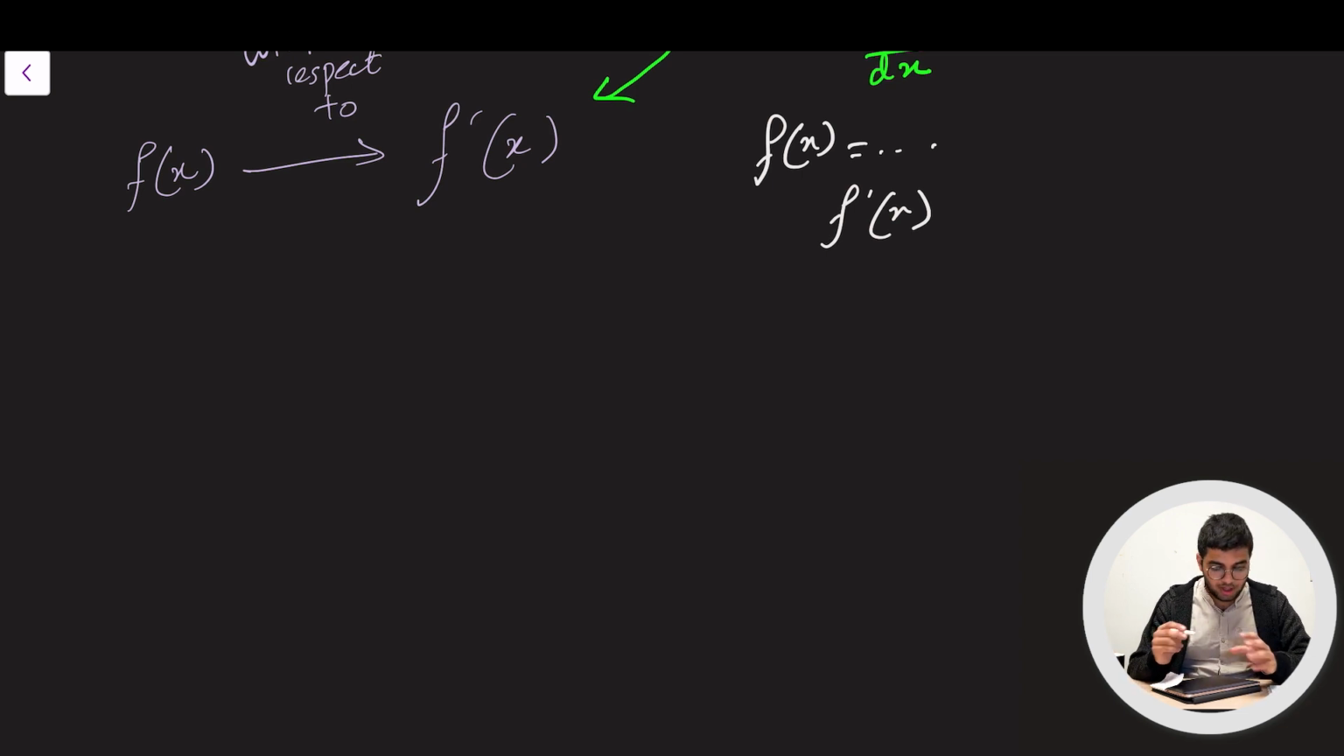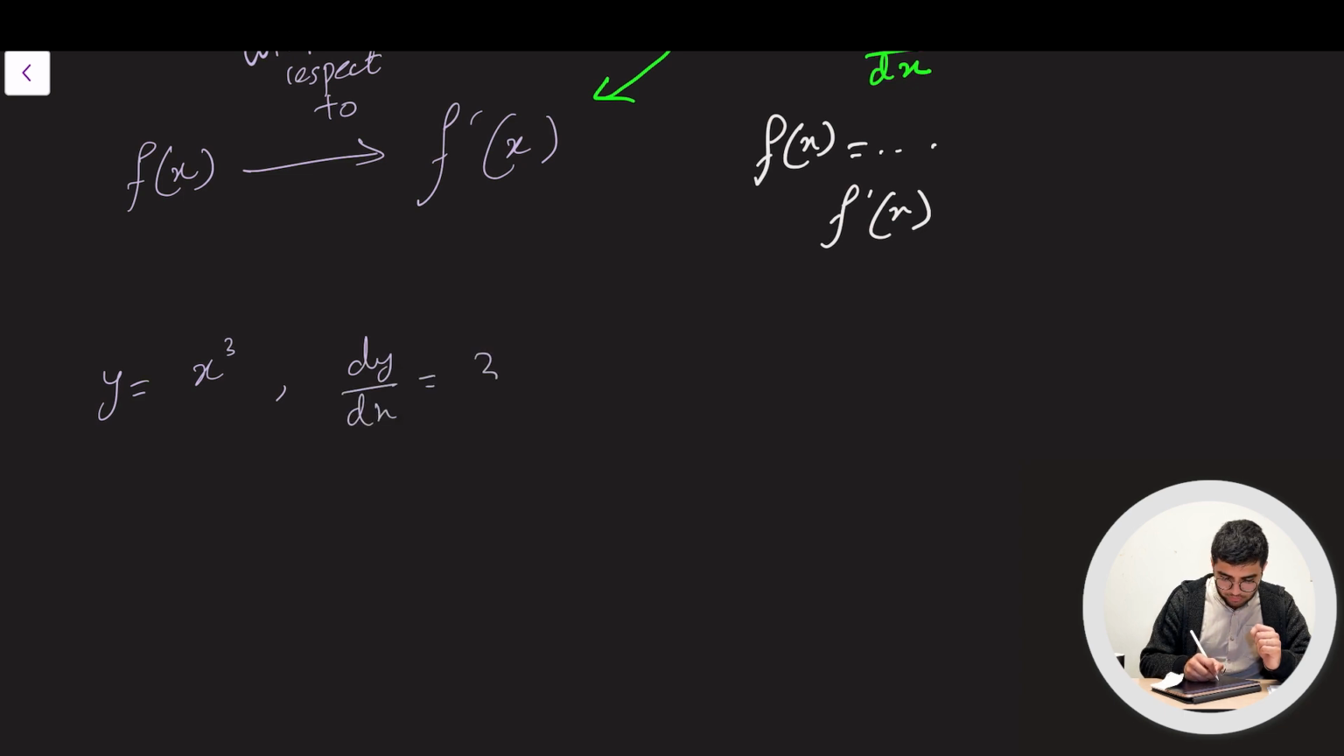So I hope you had a crack at it. I hope you gave it a good shot, and I hope you found that the derivative of x cubed, so let's just say y equals x cubed, is equal to 3x squared. If you did not get that, don't worry, I'm just going to go through it right now, really quickly.